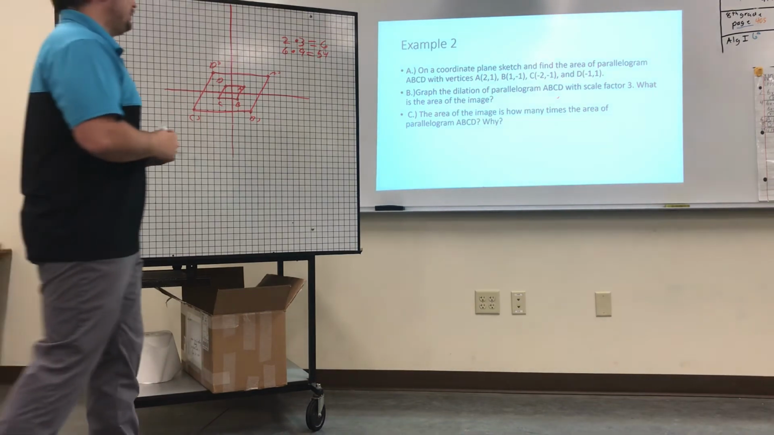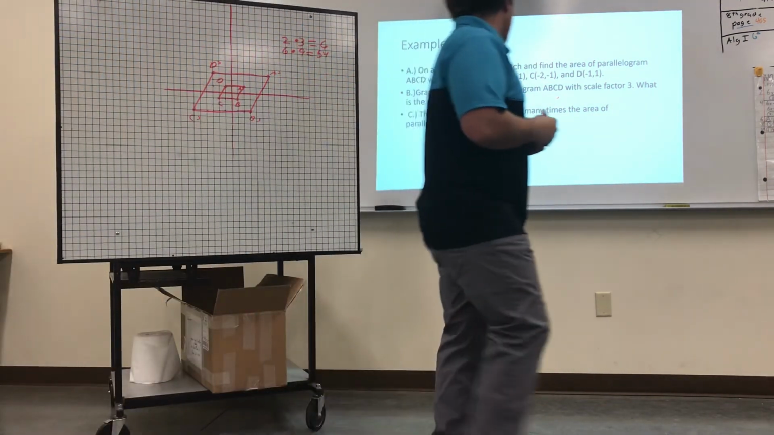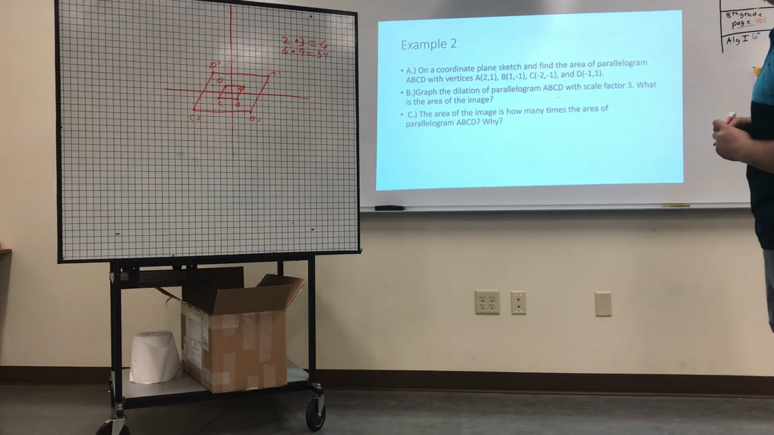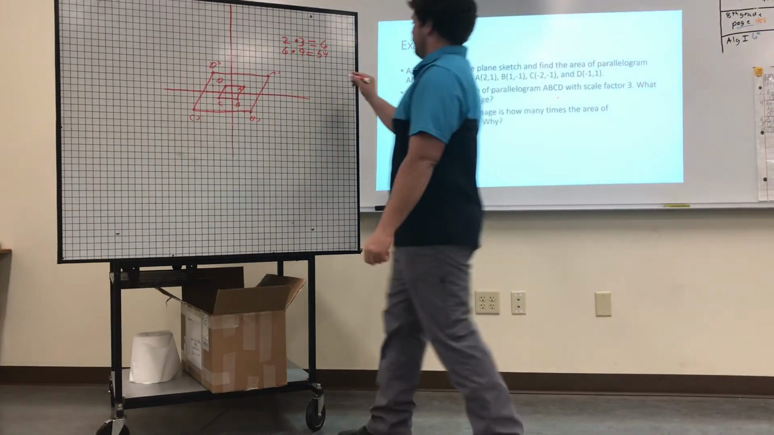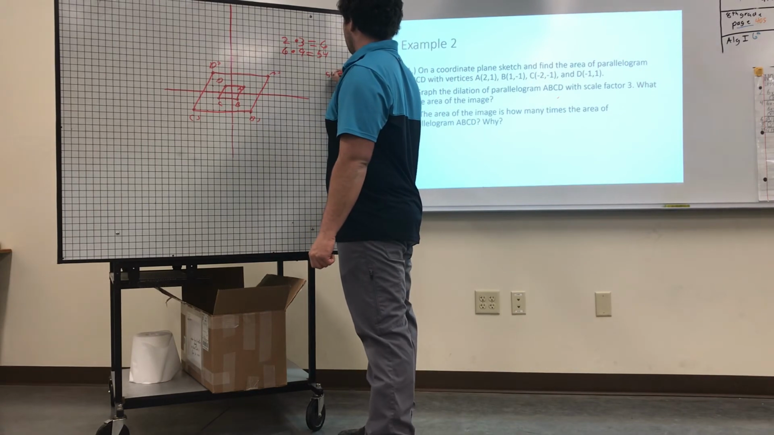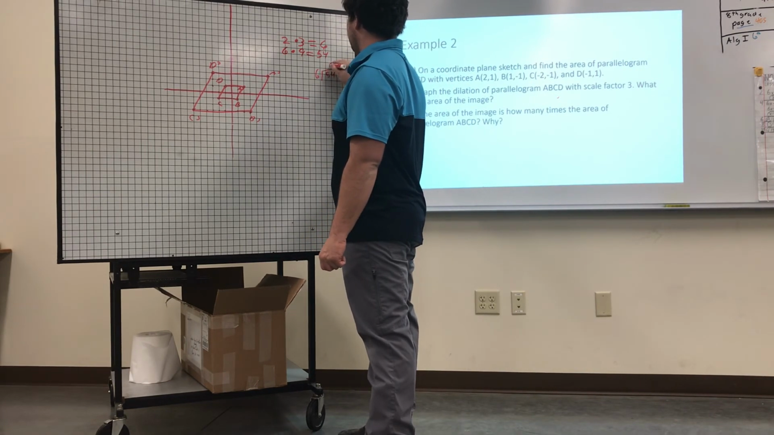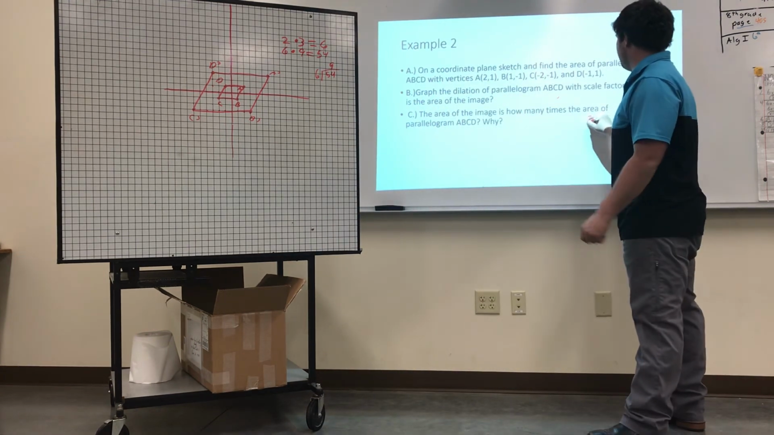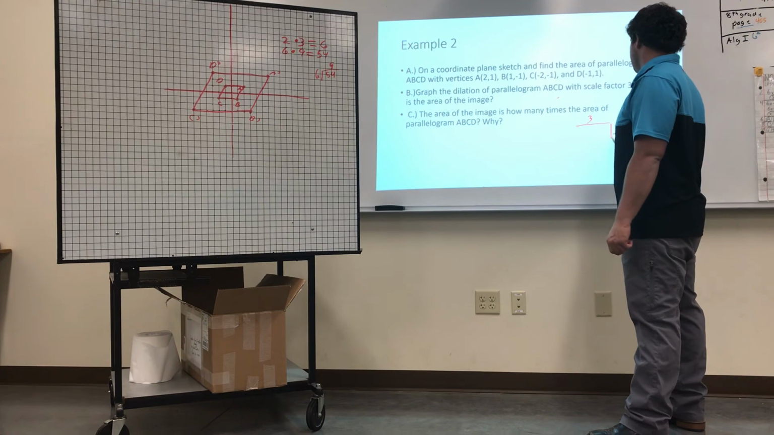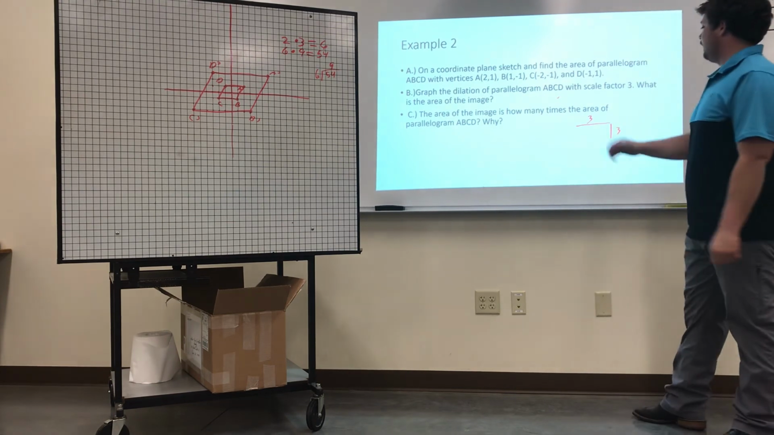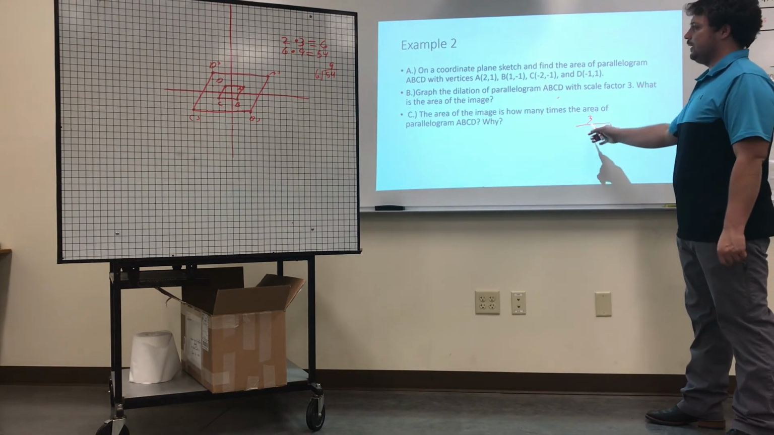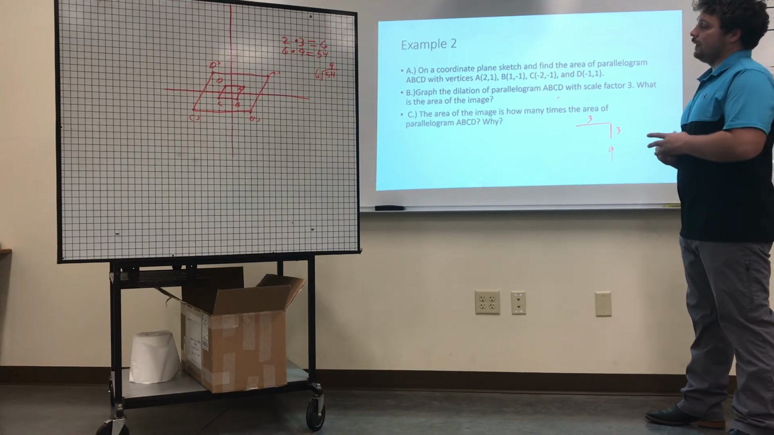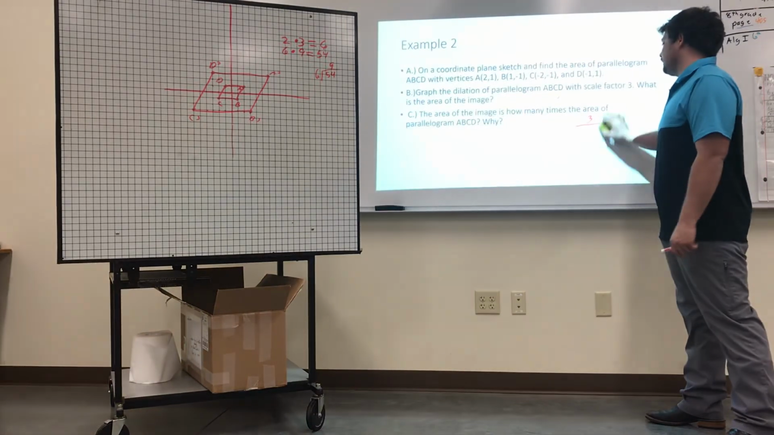So the last question is, the area of the image is how many times the area of the parallelogram ABCD? Well, we'd have to take 54 divided by 6, which is going to give me 9 times. One thing that I like to think of is we're multiplying the length by 3 and we're multiplying the height by 3. So really, we're getting 3 times 3, which is 9 times. Okay, and that'll work on any one of these. So it is 9 times.